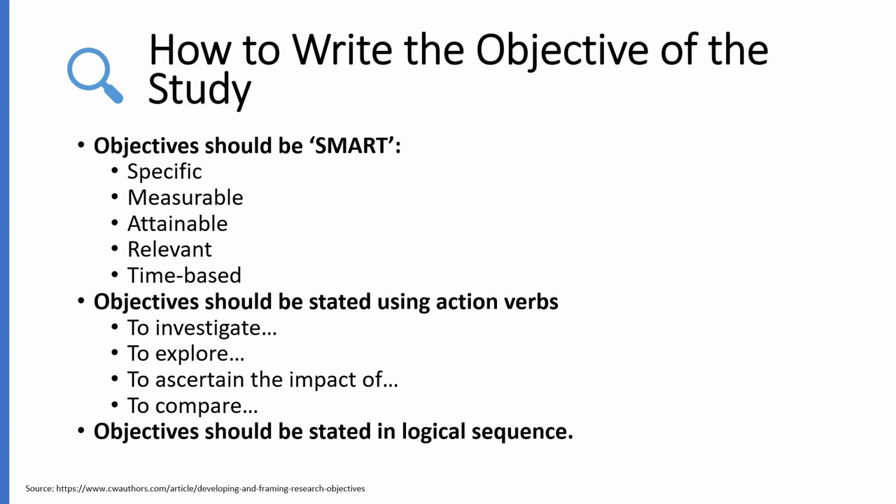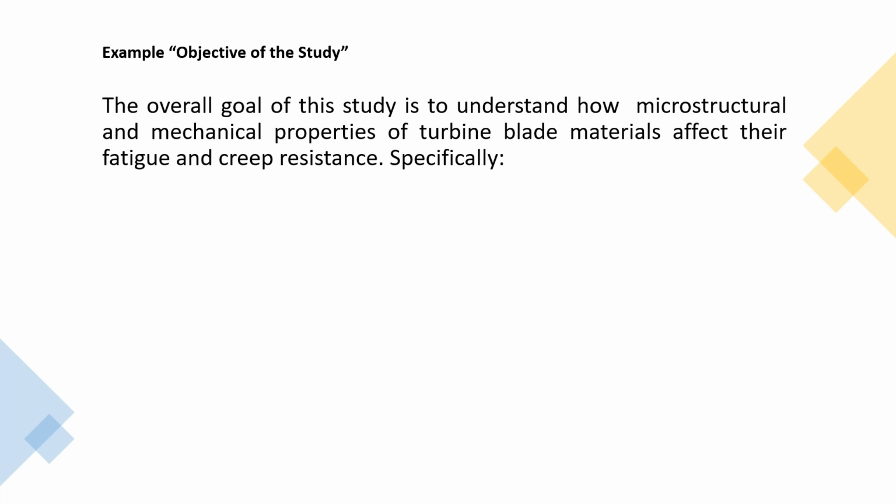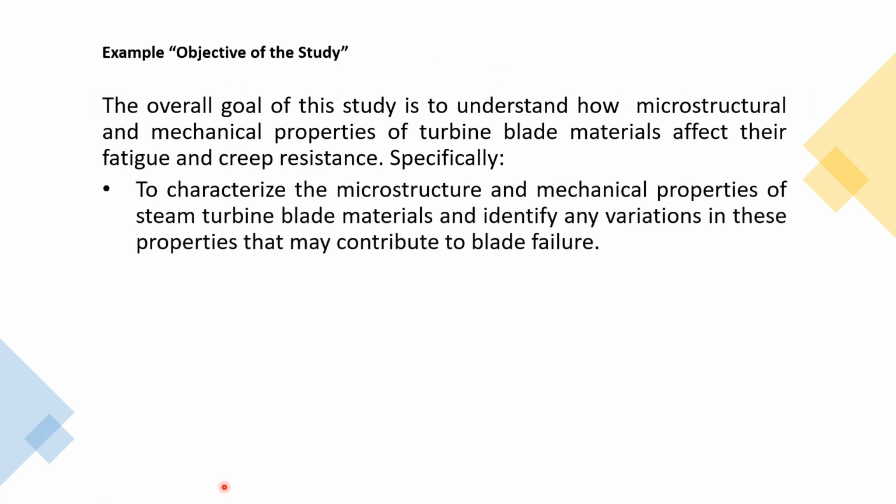So here is an example of the objective of the study. We have here: the overall goal of this study is to understand how microstructural and mechanical properties of turbine blade materials affect their fatigue and creep resistance. As you can see, this is your research aim because you are describing the purpose or the overall goal of your research. Now your specific objectives based on this research are the following: to characterize the microstructure and mechanical properties of steam turbine blade materials and identify variations in these properties that may contribute to blade failure.